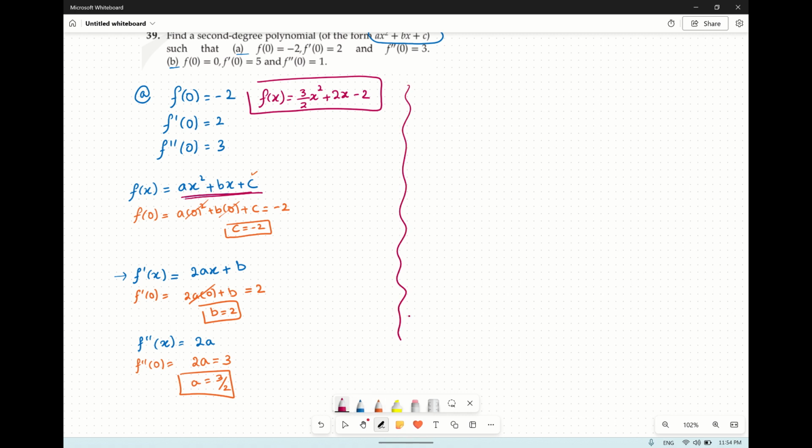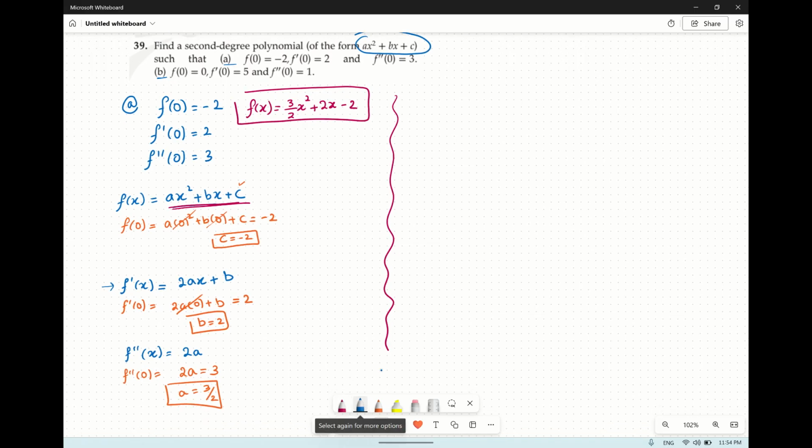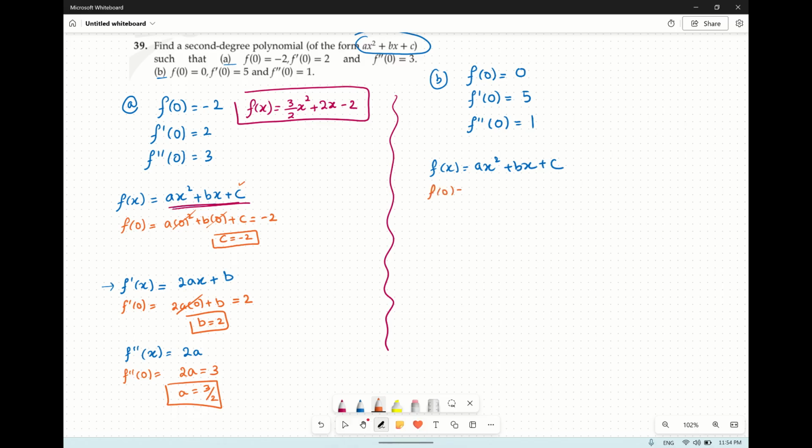Now, coming to part B, we will repeat the same thing, but in part B, they told us different conditions. F of 0 is 0, f prime of 0 is 5, f double prime of 0 is 1. So now, we start with the general equation. We need to find a, b, and c. Again, we start with the first condition. F of 0 is 0. So if I substitute 0 in the place of all the x, this is 0 equal to 0. So c is equal to 0.